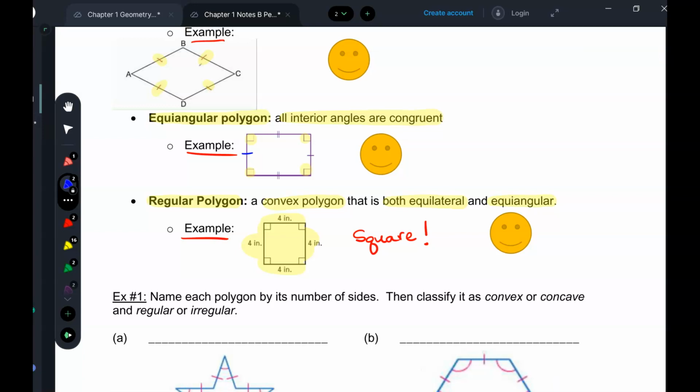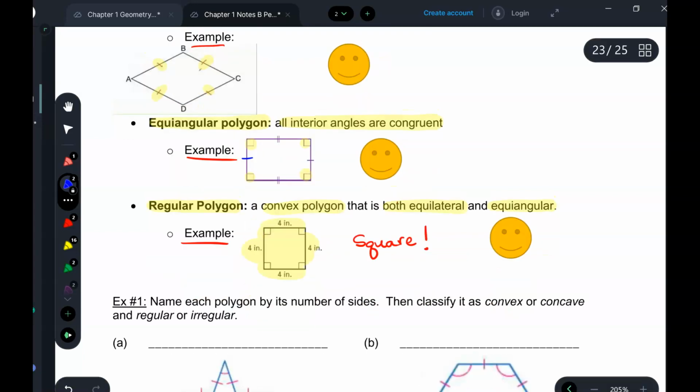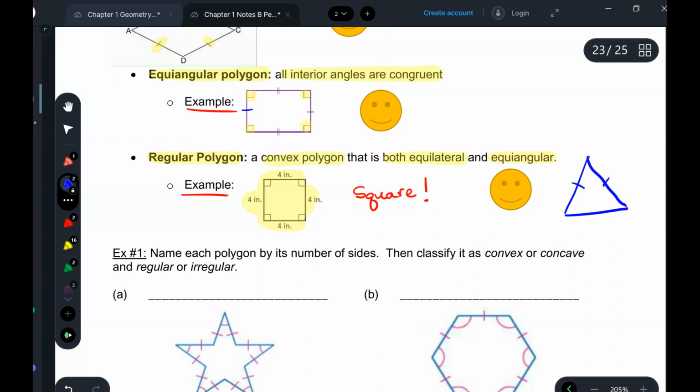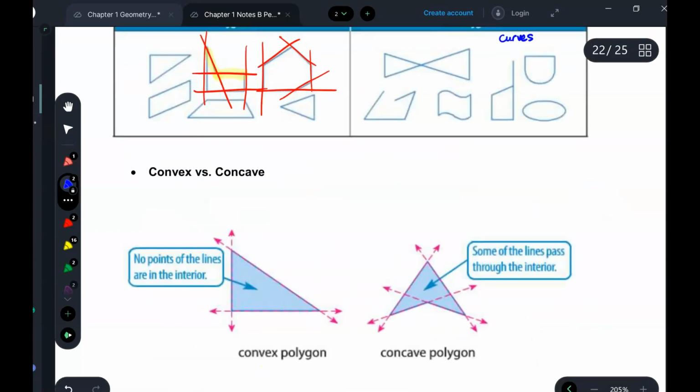A square is the only type of regular quadrilateral. Can you have a regular triangle? Yes. If I make a triangle with all the sides congruent and all the angles congruent, that would be a regular triangle. That'd be equiangular. What is convex? We talked about that on this page.